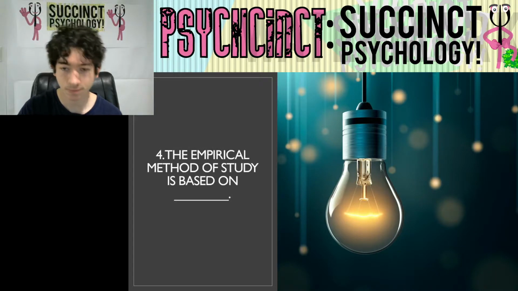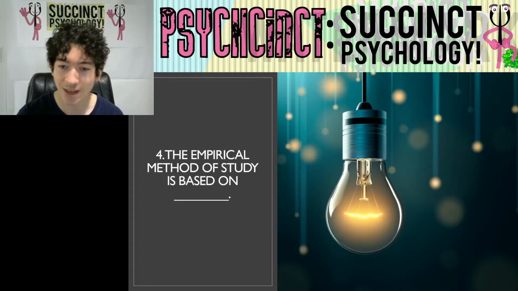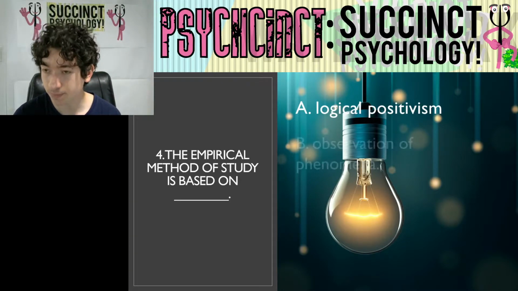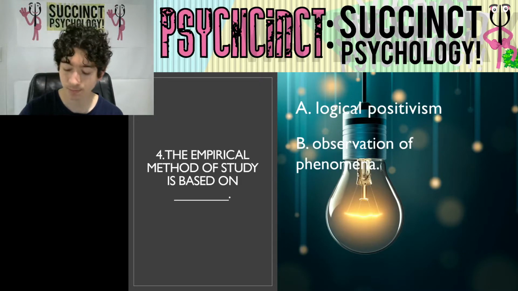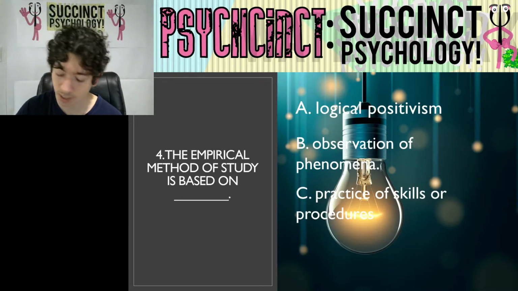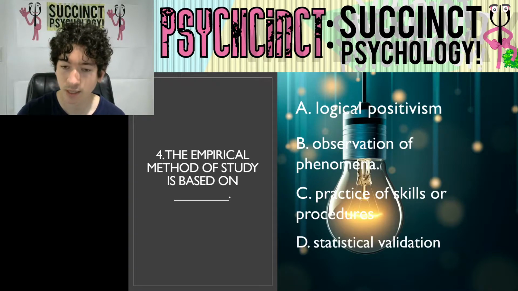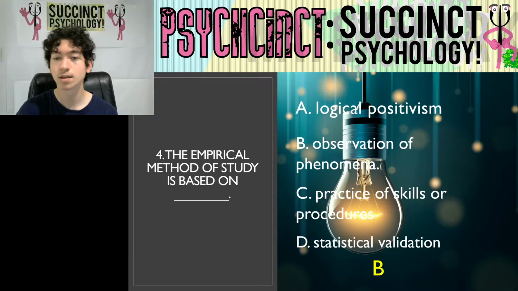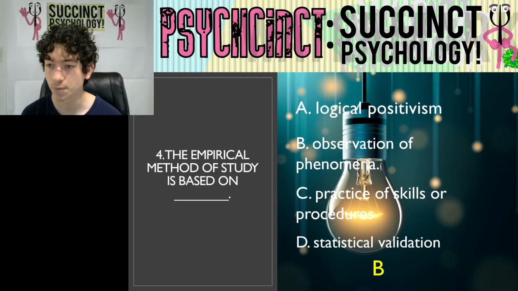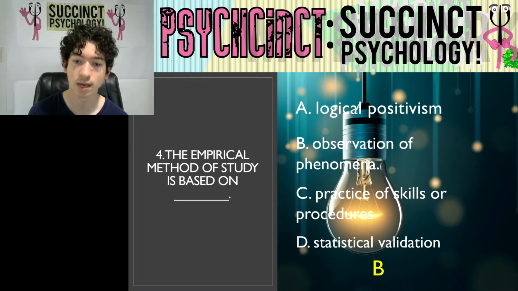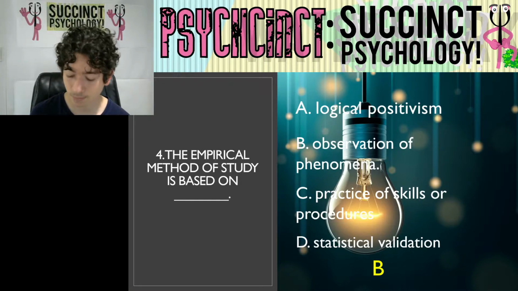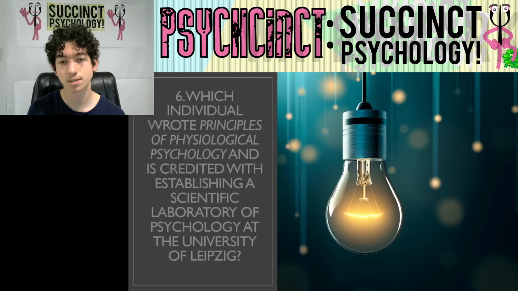On to question 4. The empirical method of study is based on A. Logical positivism, B. The observation of phenomena, C. The practice of skills or procedures, or D. Statistical validation. And the answer is in fact B. The observation of phenomena. Let's remember that the scientific method begins with observation to then draw a hypothesis, which is a tentative explanation.